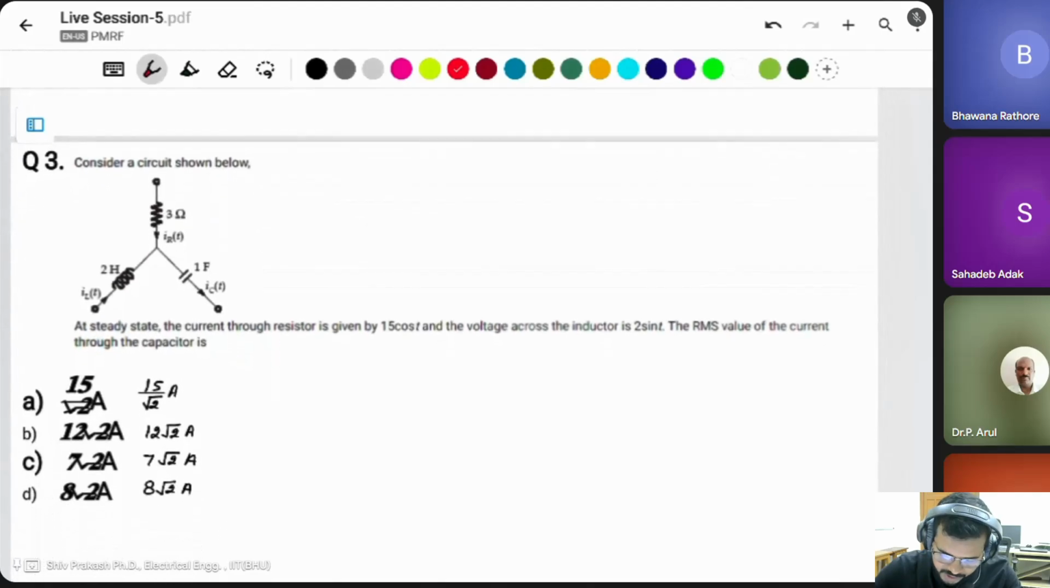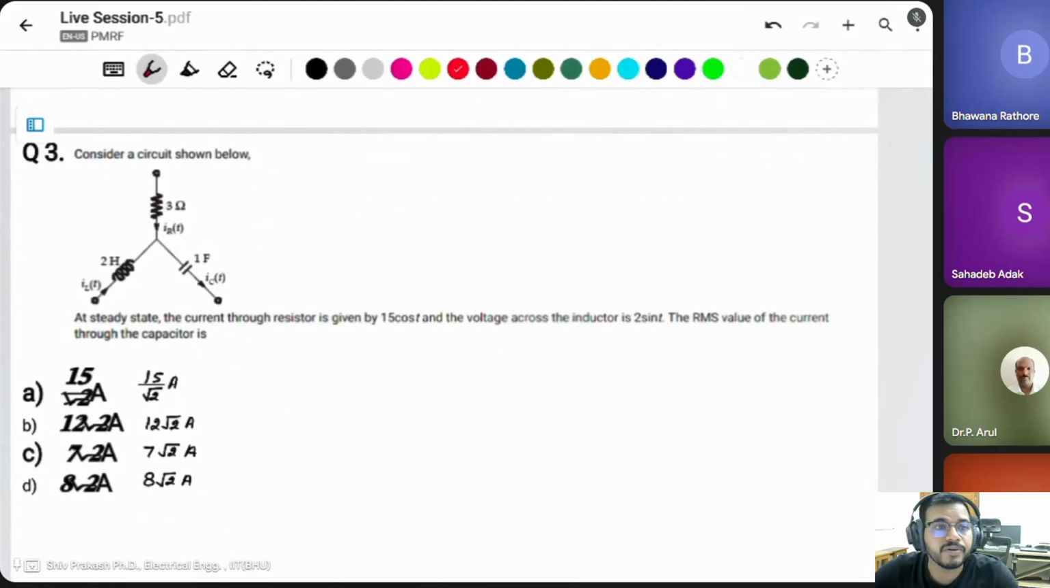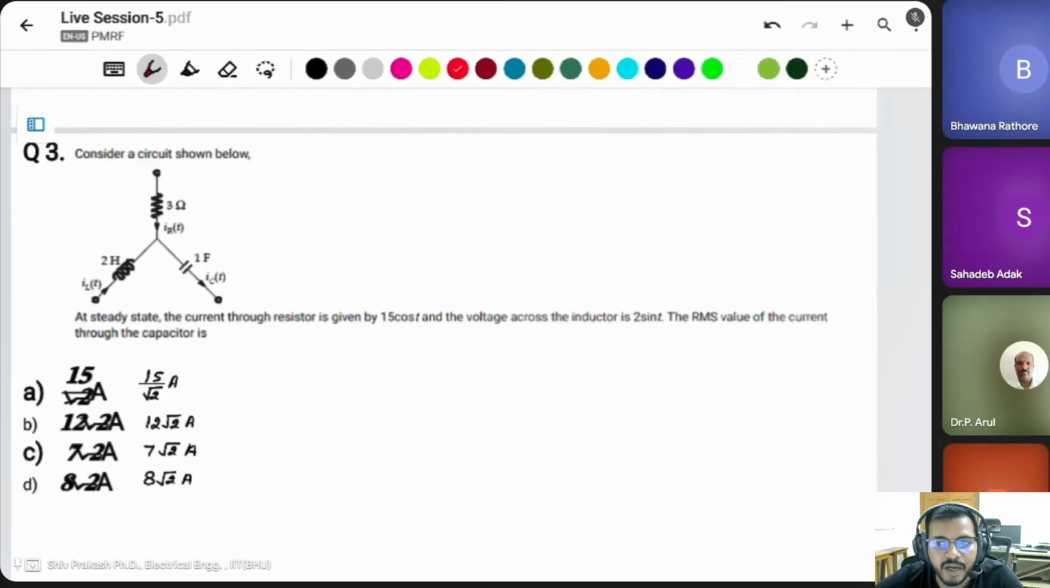Okay. The next question. Consider the circuit shown below. There are three branches. One branch has a resistor, the second branch has an inductor, and the third one is the capacitor. At the steady state, the current through the resistor is given by 15 cos t, and the voltage across the inductor is 2 sin t. Then what is the RMS value of the current through the capacitor?